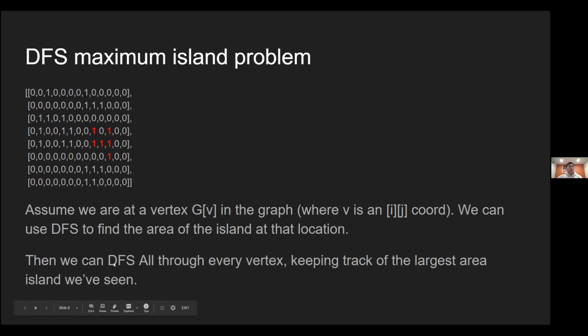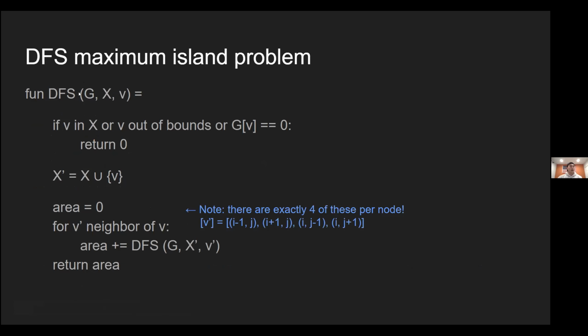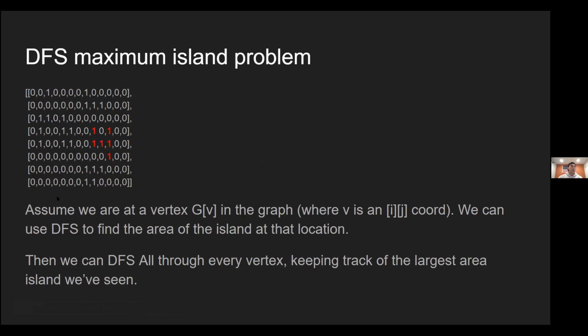Okay, so then the second step is we want to actually run DFS all. If you remember this algorithm, it basically just runs DFS for every single node. Then we can keep track of the largest area island that we've seen while running this DFS all algorithm. Cool. And I think one of your colleagues mentioned this in the chat as well, this run from each vertex idea. Sweet. So we have kind of two steps.